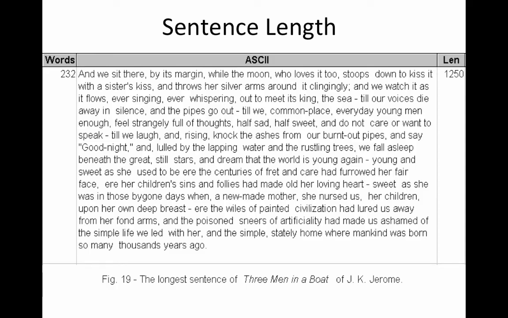We can look at things like sentence length in terms of concision. Right? This is one big sentence. I would ask you to read this. I would read it to you, but I don't think we even have to go there. We can look simply at the huge paragraph of text and the footnote that says it's the longest sentence in Three Men in a Boat, written by J.K. Jerome. That is one sentence.